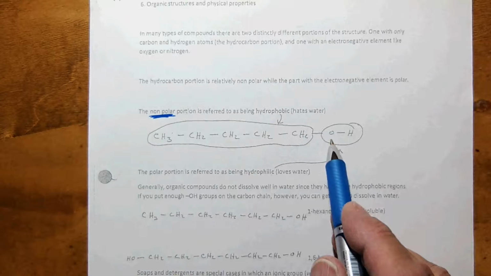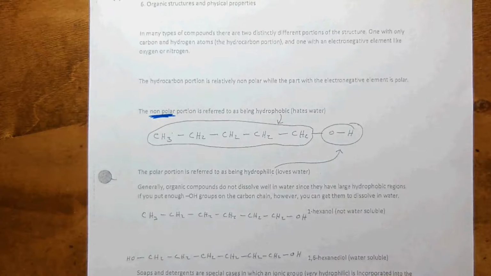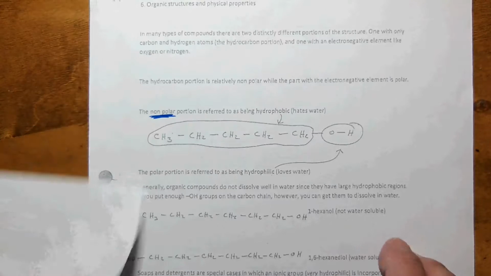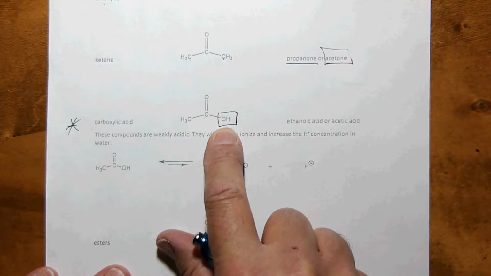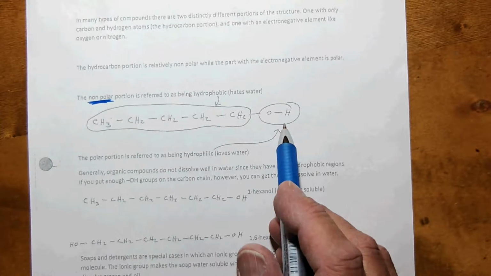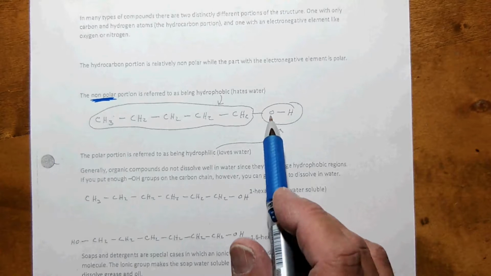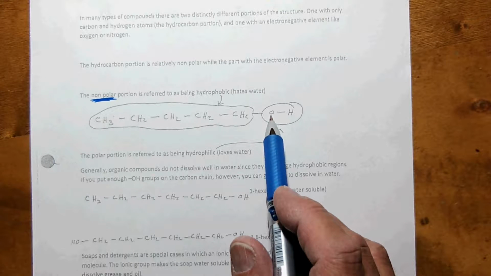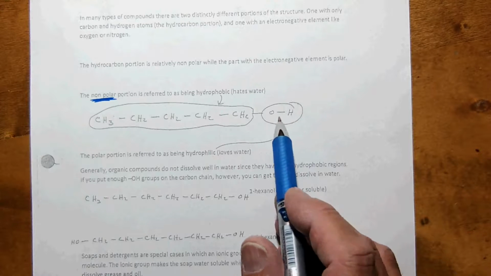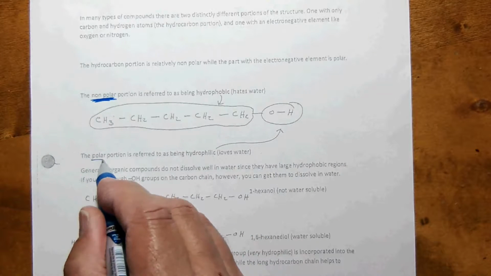Now, if you have something with an OH, what kinds of things happen to have that OH? Alcohols have the OH. The carboxylic acids have that OH. If you've got an OH hanging out there, OH is incredibly polar. Very electronegative. So this part here is extremely polar.